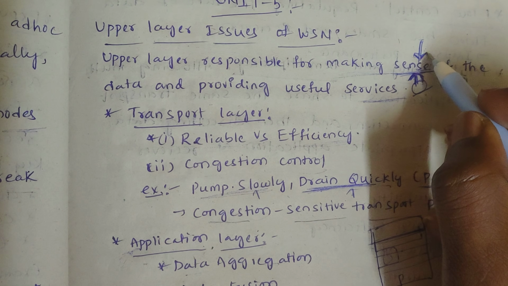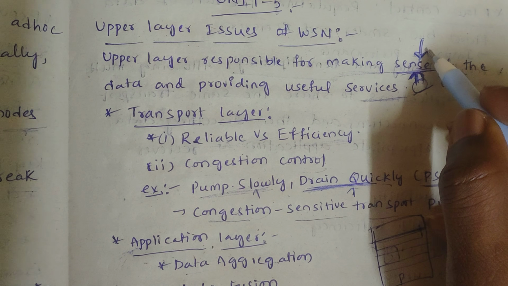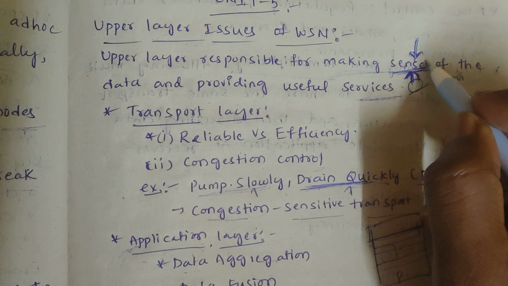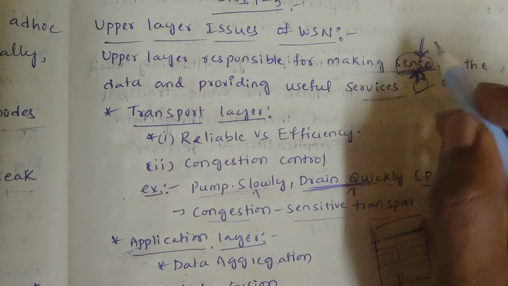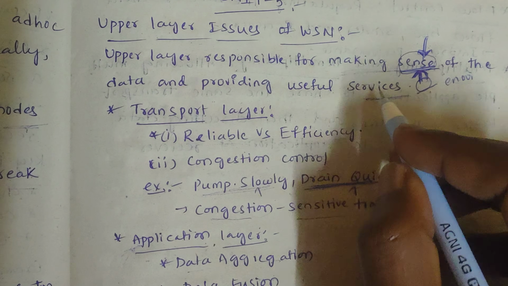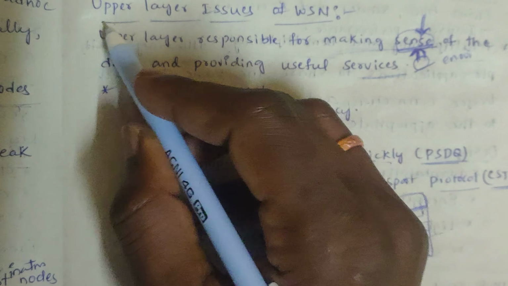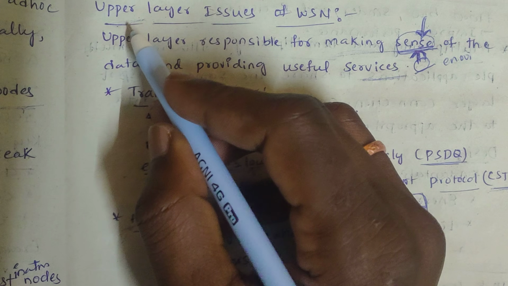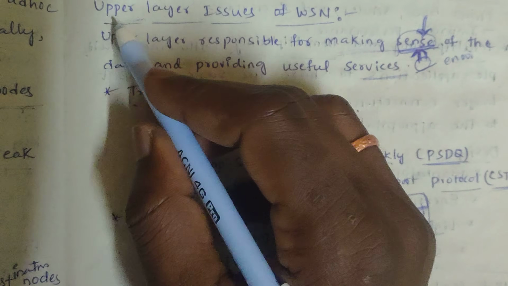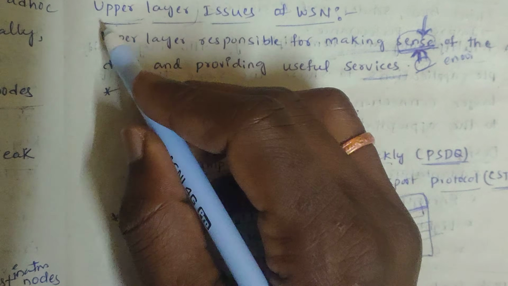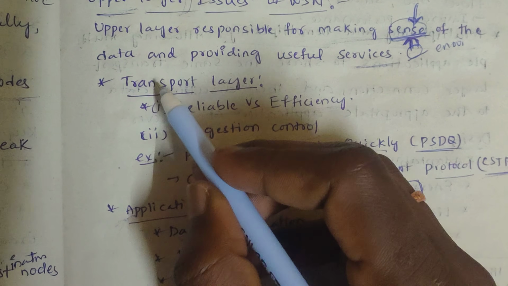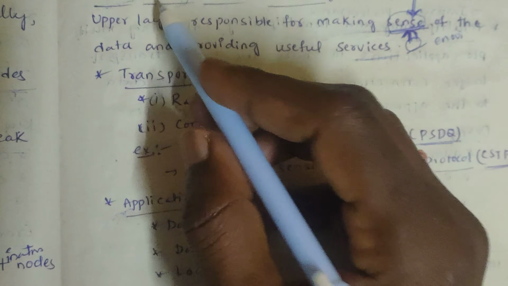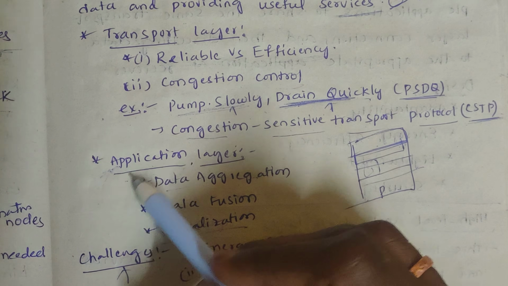in the destination. As we discussed in the previous video, we covered what the sensor does, what the data is, and where the data is going to be stored. And the data is providing useful services. In computer networks, we have OSI, right? In OSI, several layers are present. The topmost layers are the upper layers, which are the application layer and the transport layer.